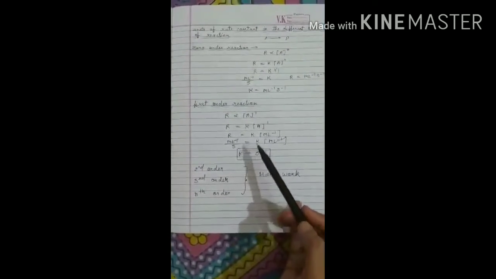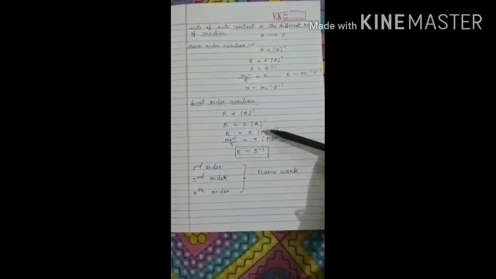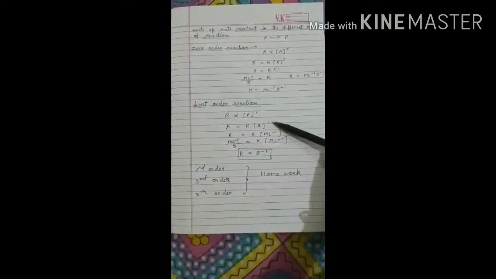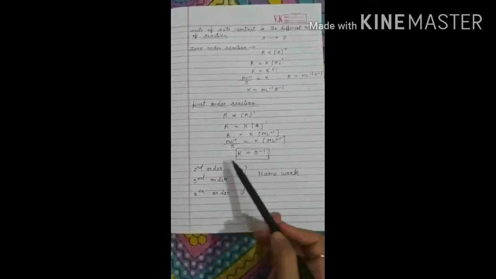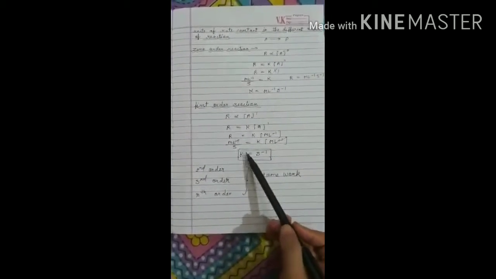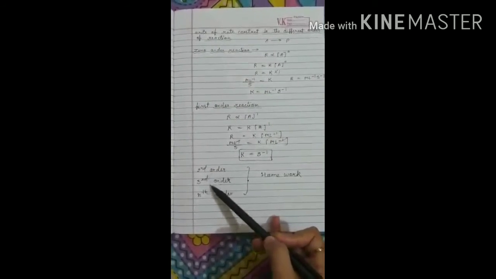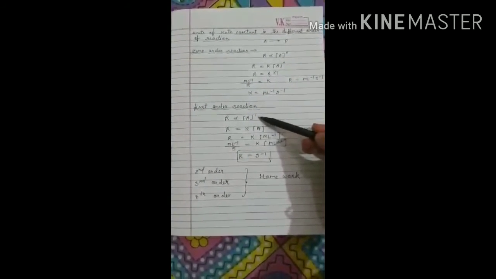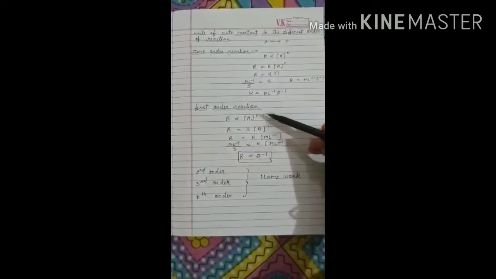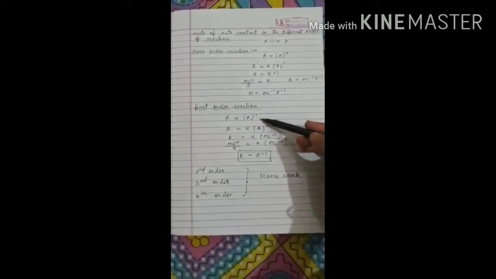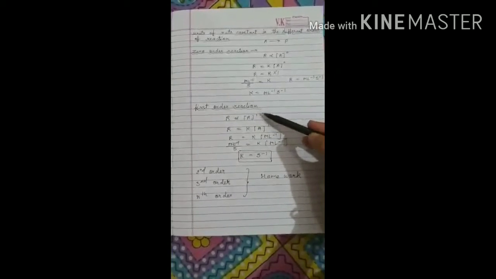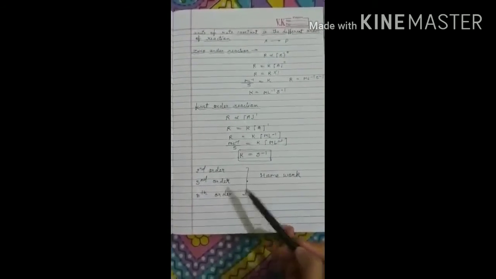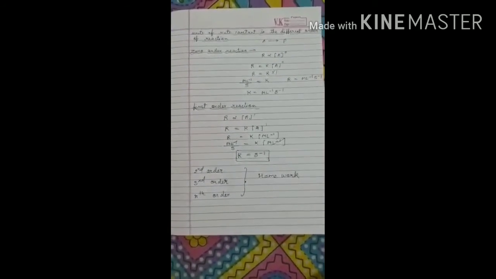So I think you all have got how to find out the units of rate constant for different orders of reaction. Your homework is to find out the units of rate constant for second order, third order and nth order. Simply, you have to change the number: in second order put 2, in third order 3, in fourth order 4, and for nth order put n, find out the unit of rate constant and share it with me on my contact number.